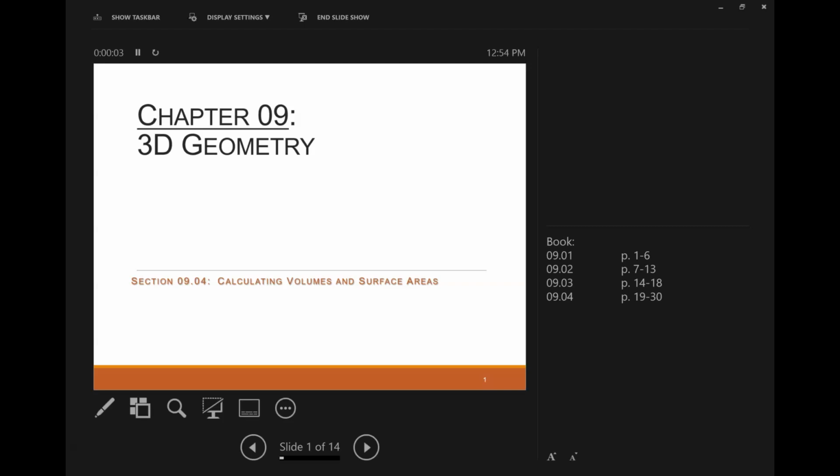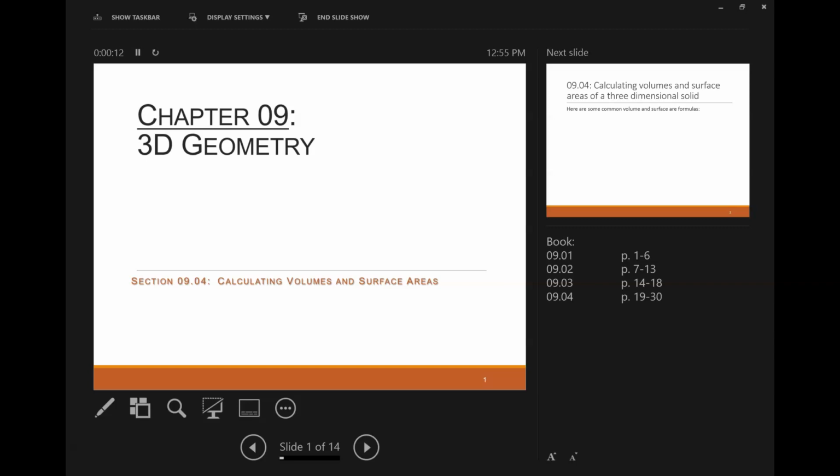This is the last section in chapter 9. No, not a test tomorrow. We don't even have this class tomorrow, you goofus. All right. So calculating volumes and surface areas is what we're going to talk about today.